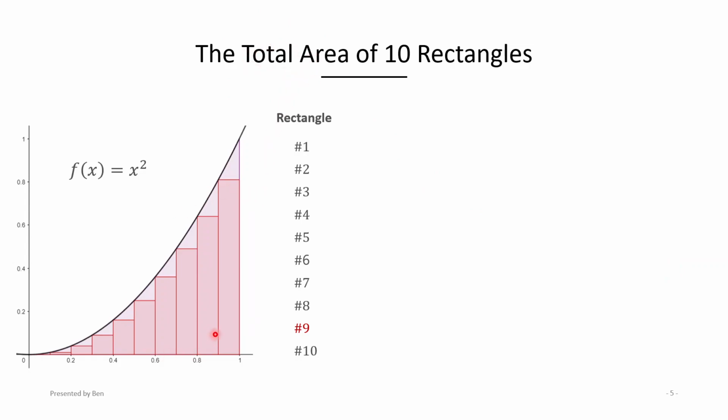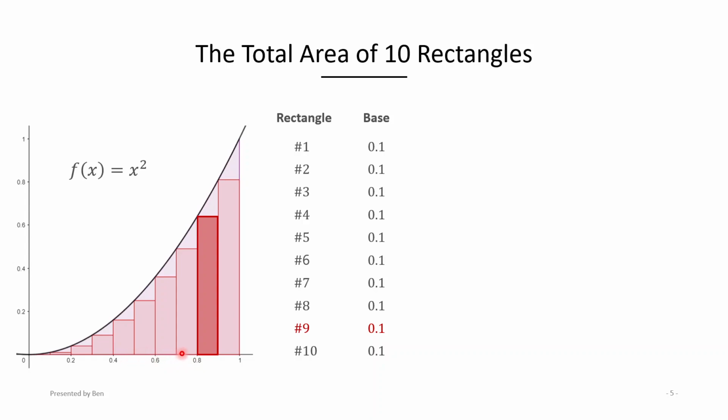And we still use 10 rectangles for a simple demonstration. In this case, this red rectangle will be our second last rectangle, our ninth rectangle. And we know it's an even partition, so the base will be 1 divided by 10. It will be the length of the interval divided by the number of rectangles, right? So the base will be 0.1 for all the rectangles.